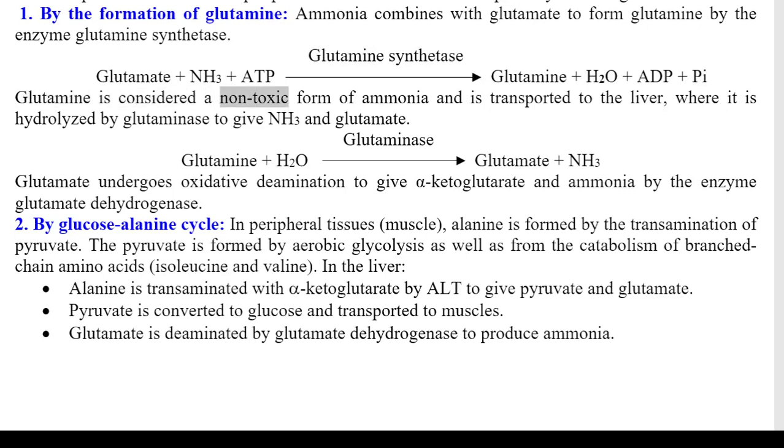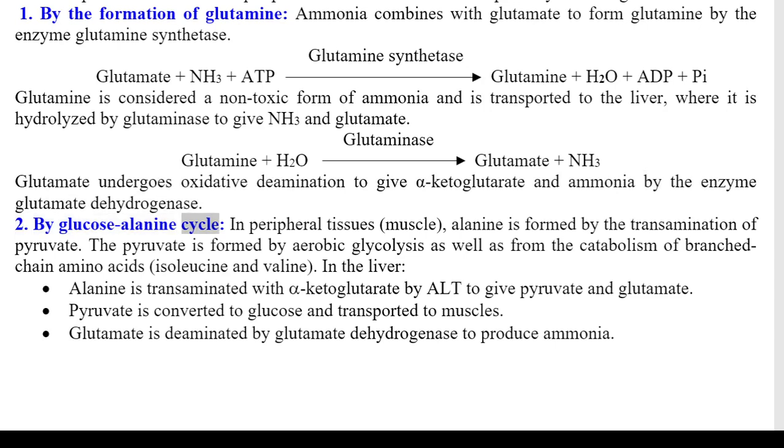Glutamine is considered a non-toxic form of ammonia and is transported to the liver, where it is hydrolyzed by glutaminase to give NH3 and glutamate. Glutaminase: Glutamine plus H2O gives glutamate plus NH3. Glutamate undergoes oxidative deamination to give alpha-ketoglutarate and ammonia by the enzyme glutamate dehydrogenase.